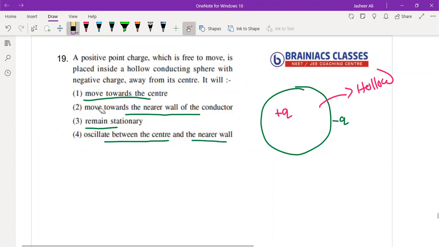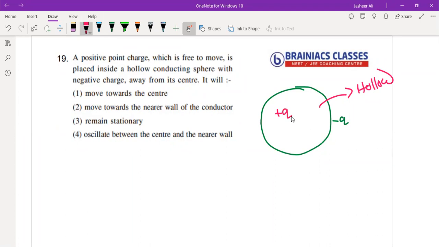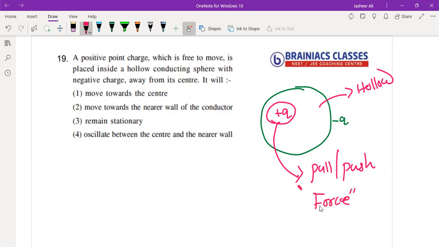Four options are given. What is the right option over here? See, if you have placed a plus q over here and a minus q is here, if this plus q wants to move, definitely somebody has to pull or push, somebody has to do some work, then only the plus q will move. So in order to pull or push something, what do you require in physics? You require a force.